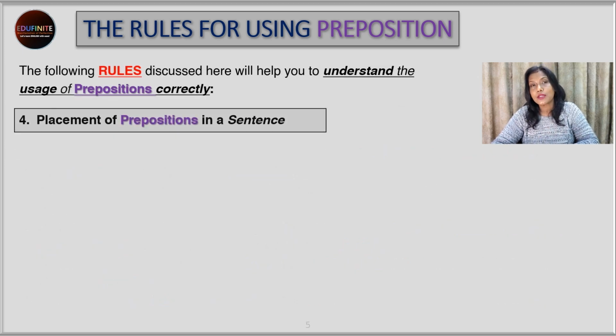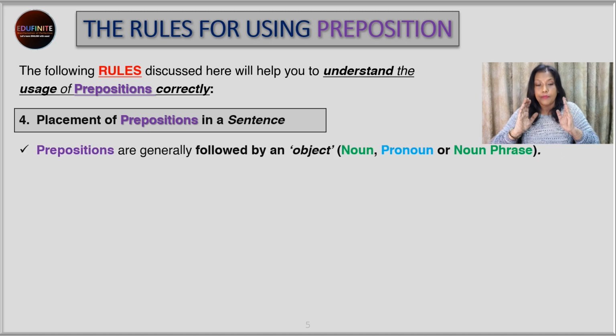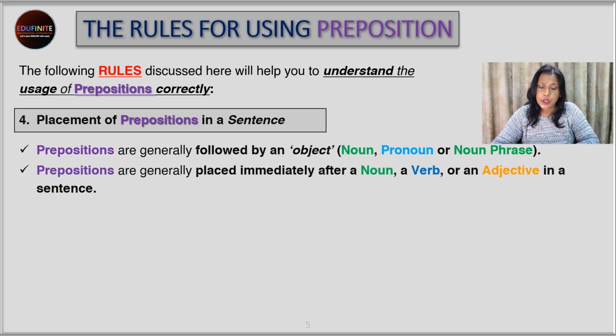Placement of prepositions in a sentence. Now, where can we place the preposition in a sentence? Prepositions are generally followed by an object, noun, pronoun, or noun phrase. This is the definition of the preposition, so we have to come to it over and over again. Prepositions are generally placed after a noun, a verb, or an adjective in a sentence. Okay? So that's placing of the preposition.